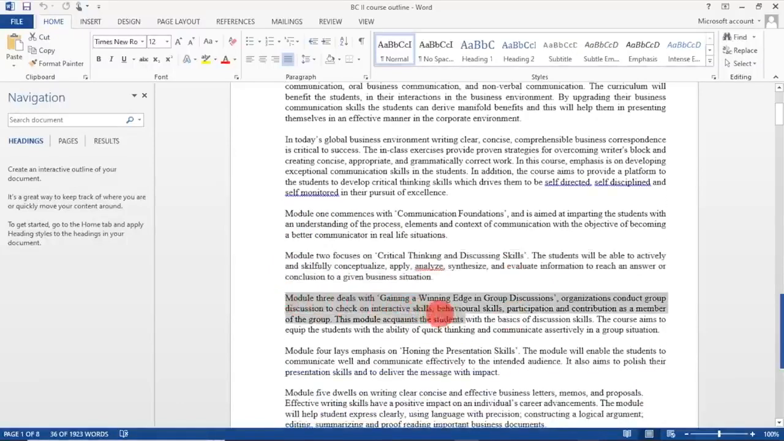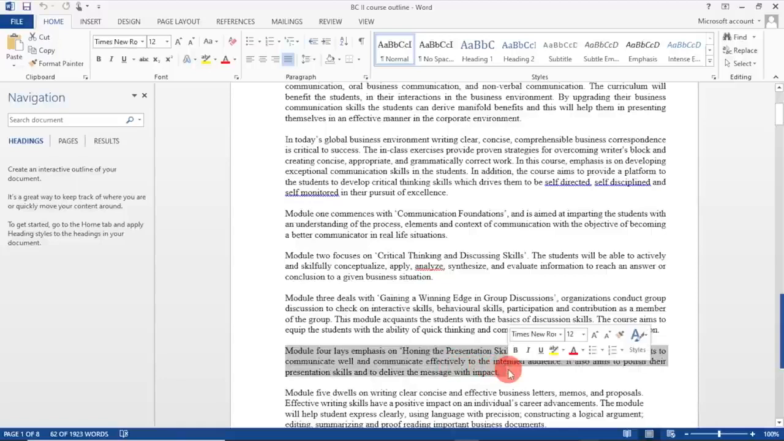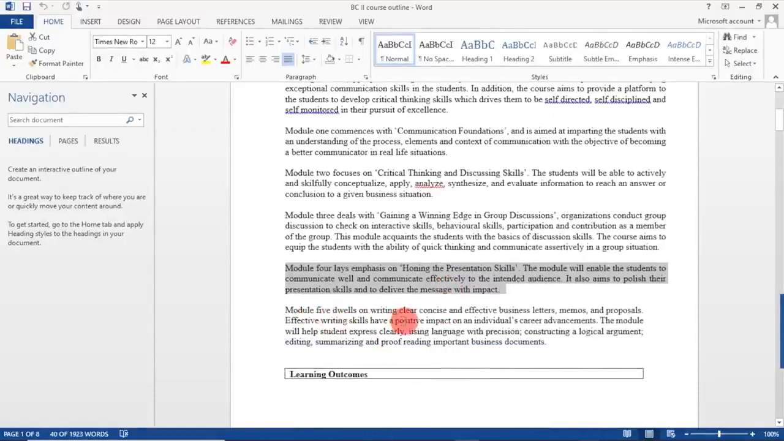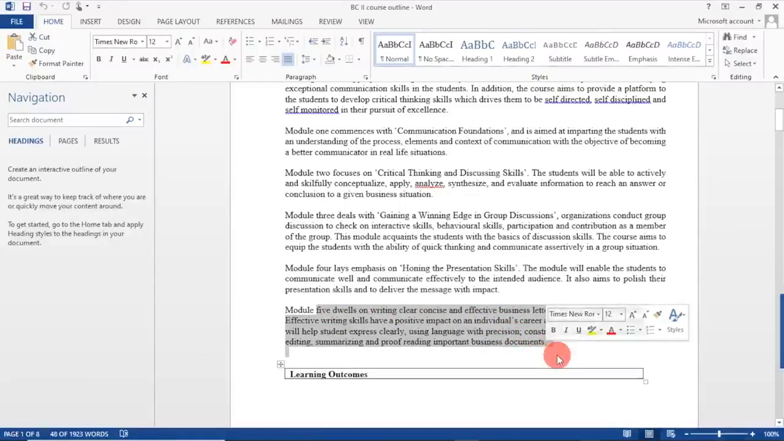Module 3 is dealing with gaining a winning edge in group discussions. So this is what we are going to focus upon, how people are going to talk to each other in groups. And this is also related to group assessment. Module 4 lays emphasis on honing the presentation skills. Now this is a group assessment also, and this can be an individual assessment also, right? Module 5 dwells on writing clear, concise and effective business letters. So this is a practical aspect of this particular course.